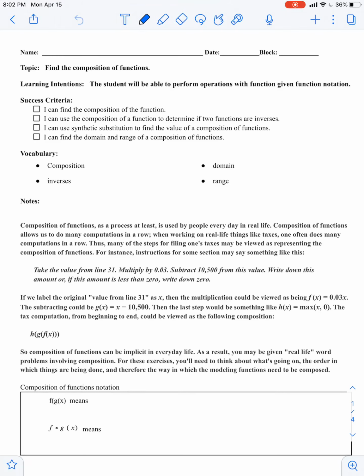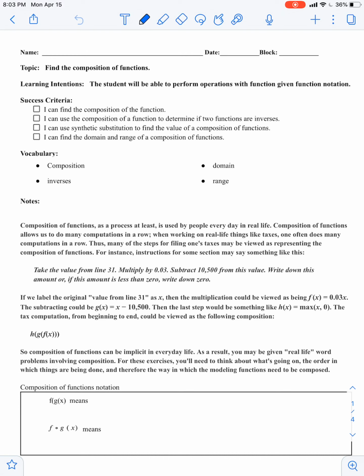Welcome to this video. We're going to be talking about how to find the composition of a function. And so hopefully by the time you get done with this, or we get done with the lesson in class, you will be able to find the composition of a function, and then also to use that composition to determine if two functions are inverses of each other.